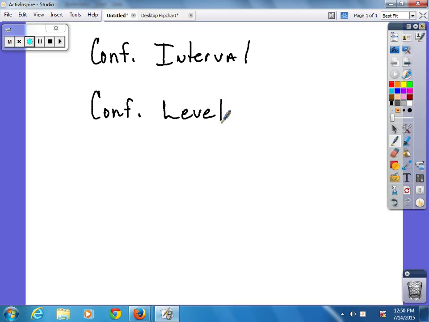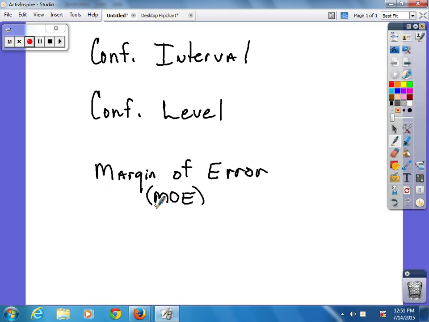and margin of error, I call it MOE, margin of error, and finding out the sample size, the number of the sample. In other words, how big the sample needs to be, sample size. All right, these are the four things that you're going to be dealing with in these first couple of sections in Chapter 7.